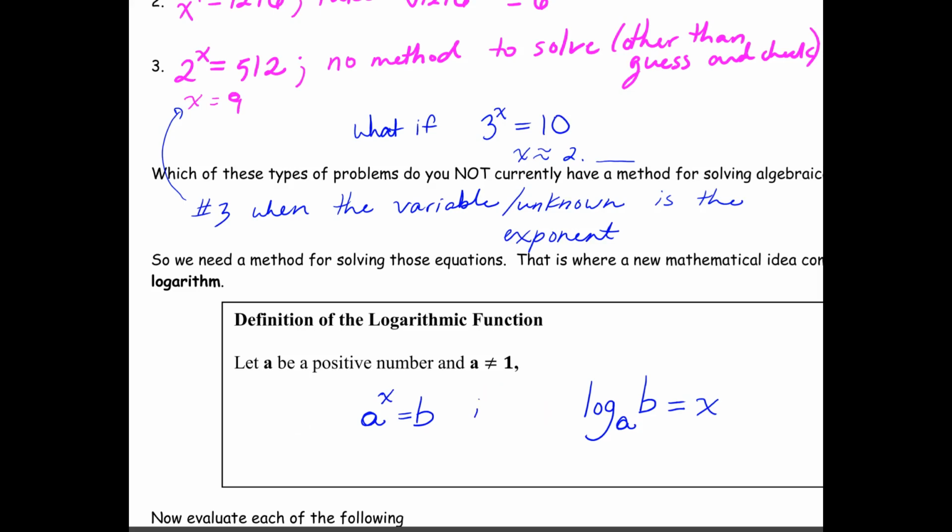Do you guys remember what an if and only if statement means from geometry? Both sides are equal. Yeah, it's reversible. So I could say if you have an exponent equation, you can write it in log form. And if you have a log equation, then you could write it in exponent form.